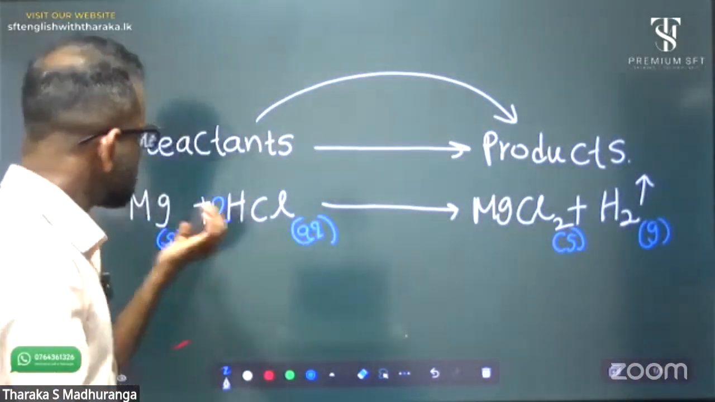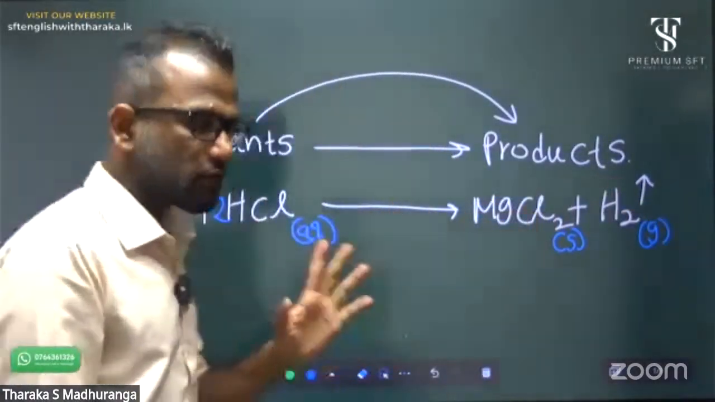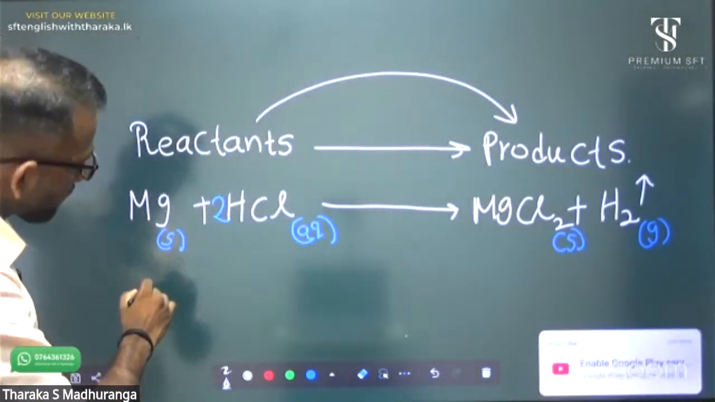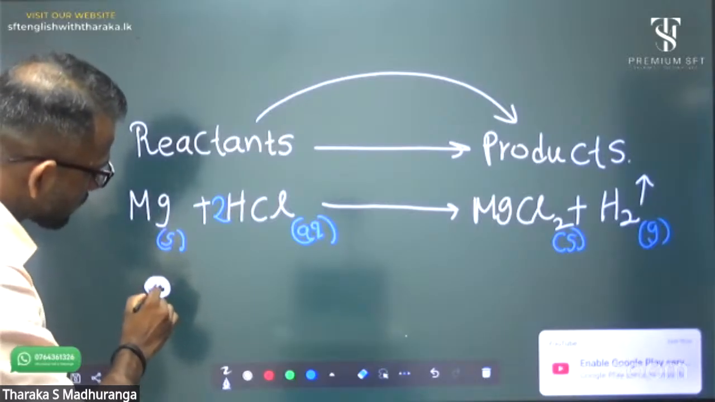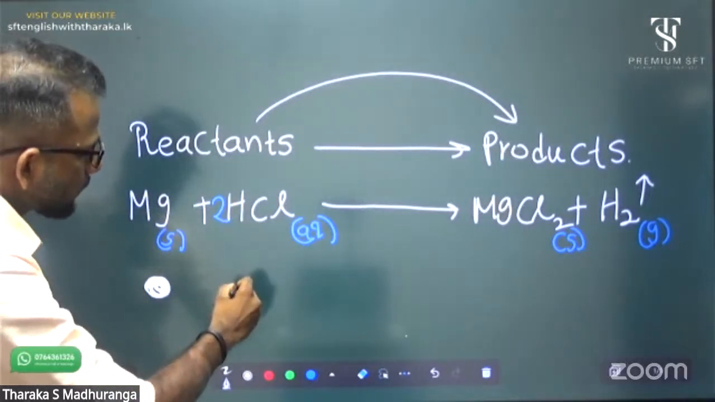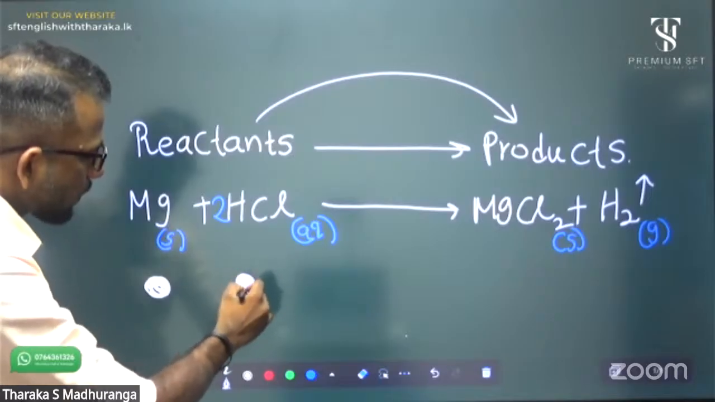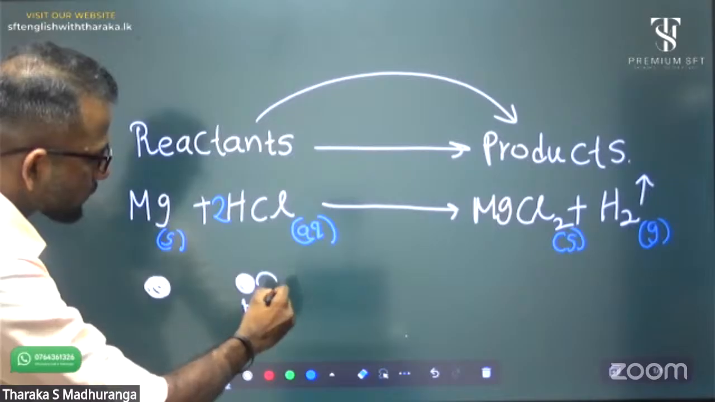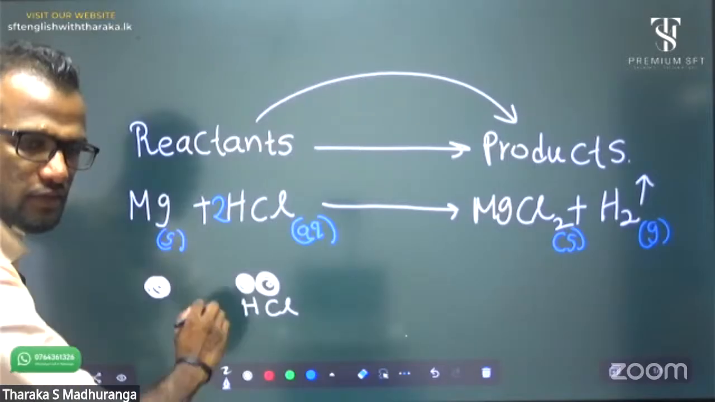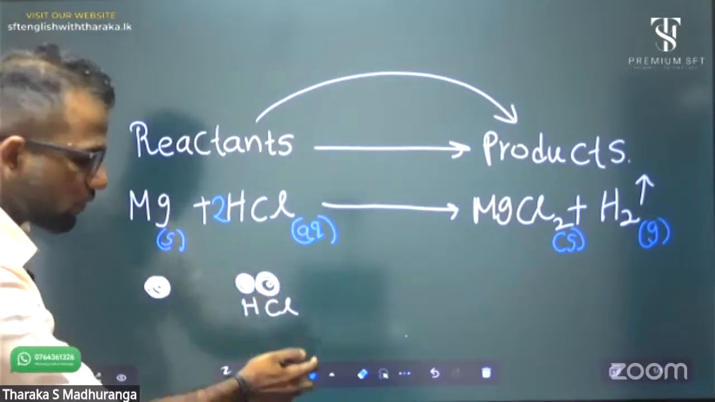Then, okay, how to convert this magnesium and HCl into magnesium chloride and hydrogen? This is the mechanism. Okay, now I think you have a full idea. What happened? Think, there is the magnesium molecule, right? This is an HCl molecule, hydrogen and chlorine. HCl is a compound, not a molecule, right? It's a compound. They have a bond already.